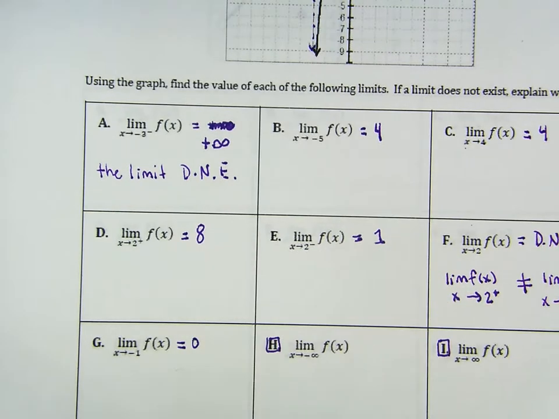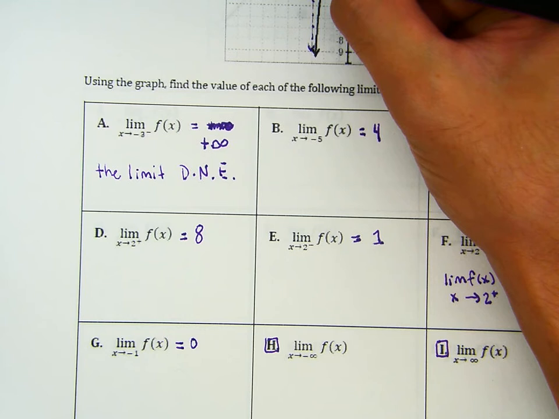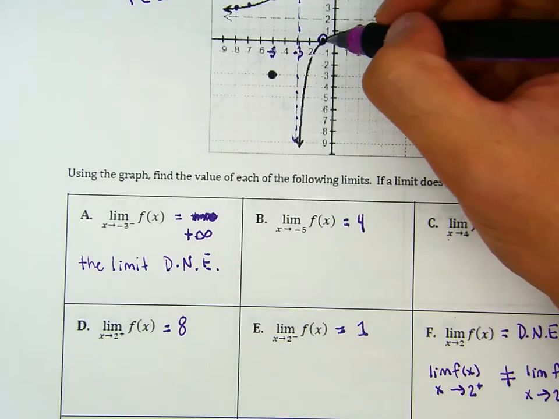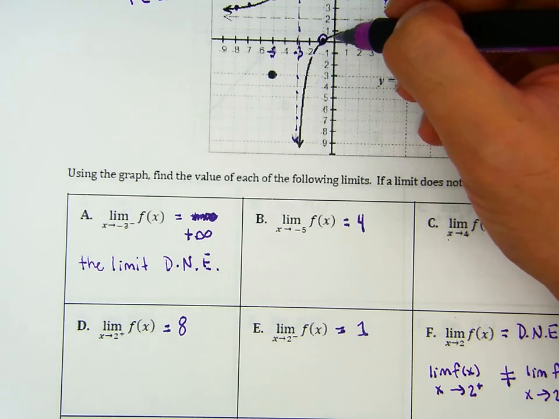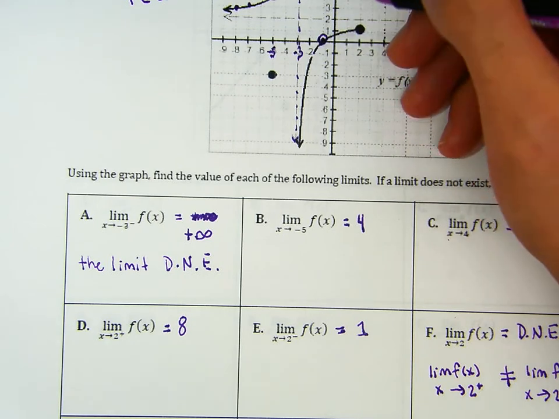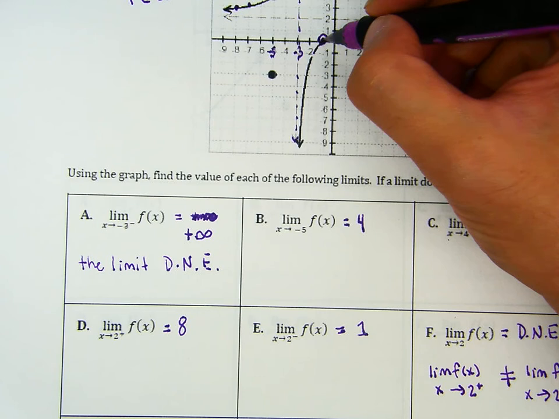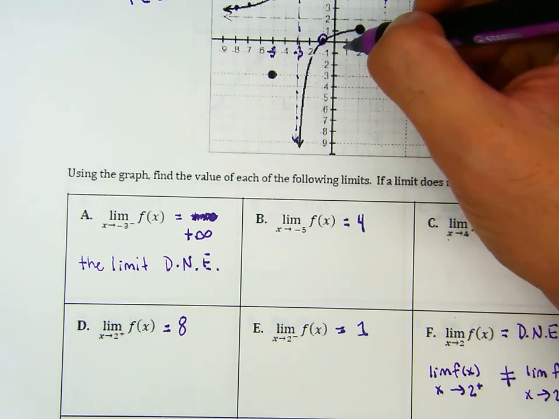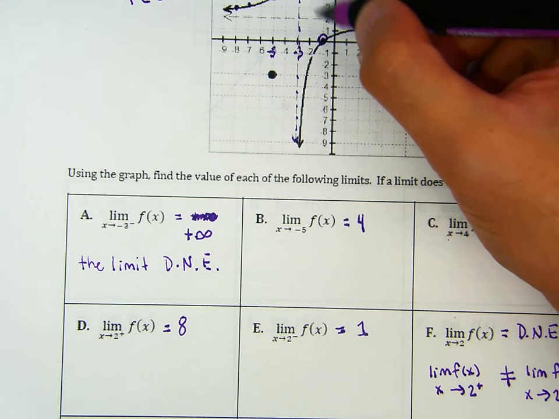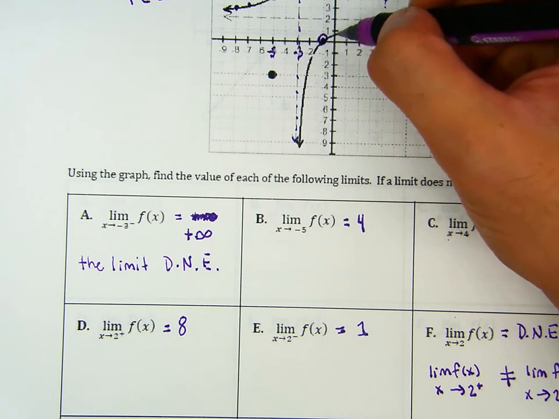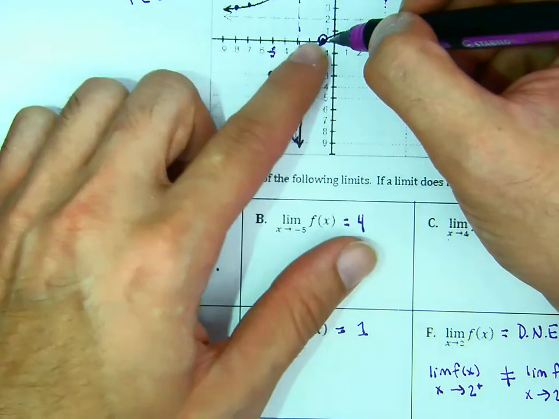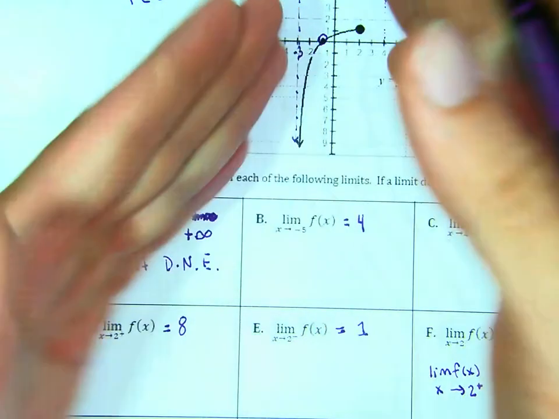Okay? What happens if there was an open circle here? Does the limit still exist? Pause the video and think about it. Because here there's a closed circle. Imagine if there was an open circle. Does the limit still exist? Yes, it does, because from the left and from the right, it's approaching the same location. It's approaching it. It doesn't mean it has to be exactly there.